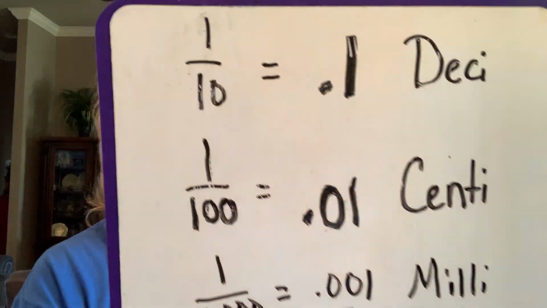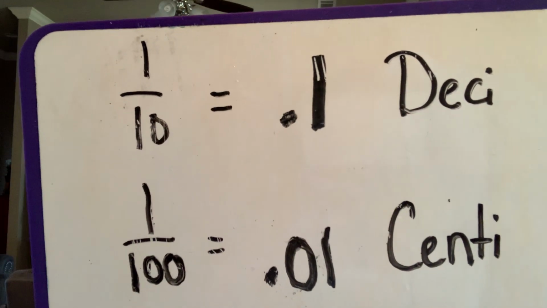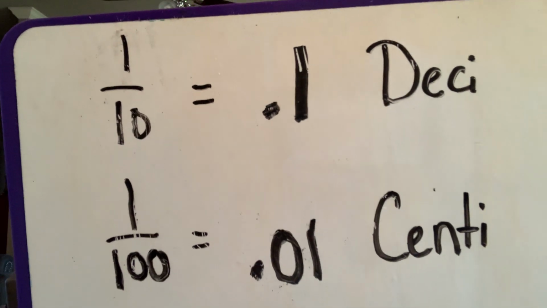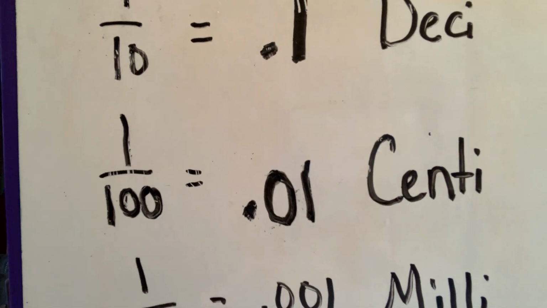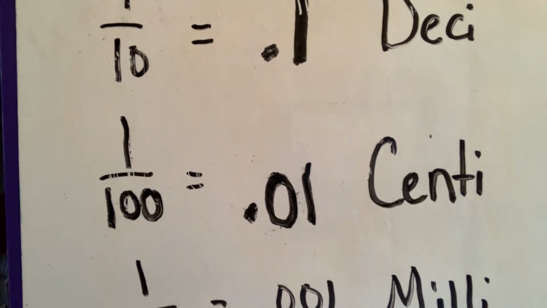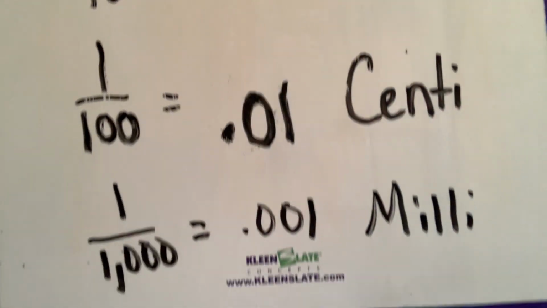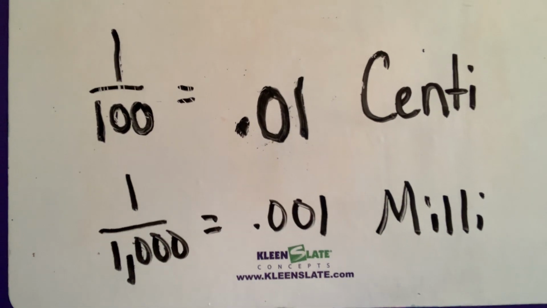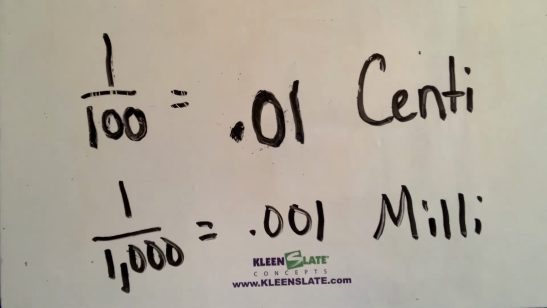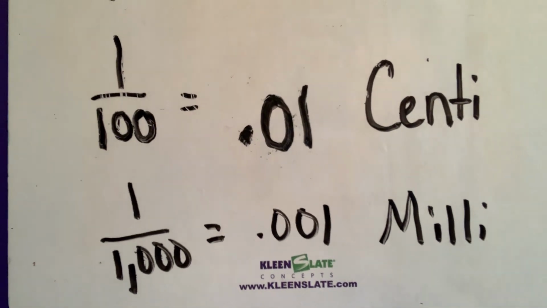Another way that you can write them: deci is 1/10, so you can use it in a decimal form or a fraction. Centi, you can write 1/100, or use your decimal 0.01 for centi. And then you have milli, which is 1/1000, which is equivalent to decimal 0.001 for the milli. Now those are the prefixes.